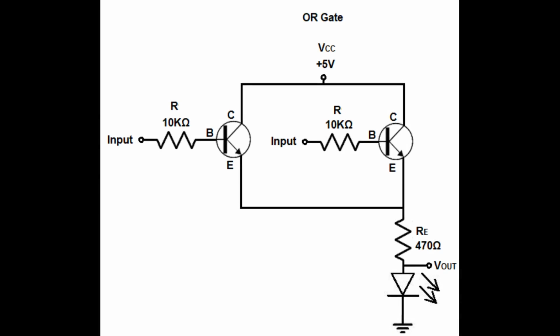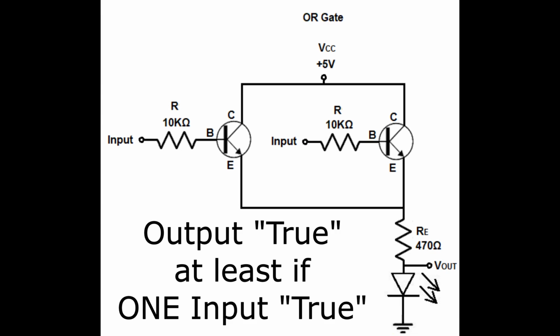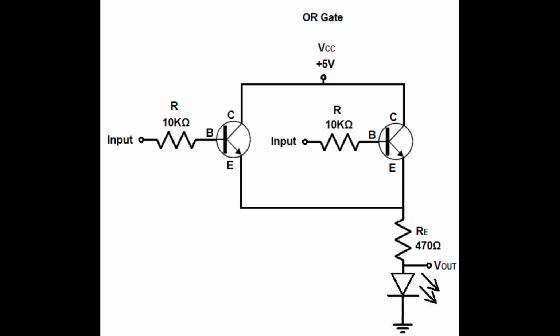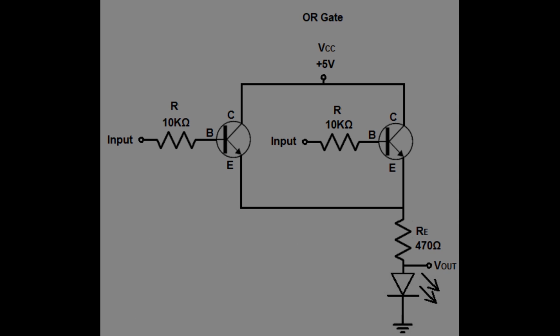An OR gate also takes two binary inputs and produces an output that is true when at least one of the inputs is true, with the transistors within connected in a corresponding fashion.